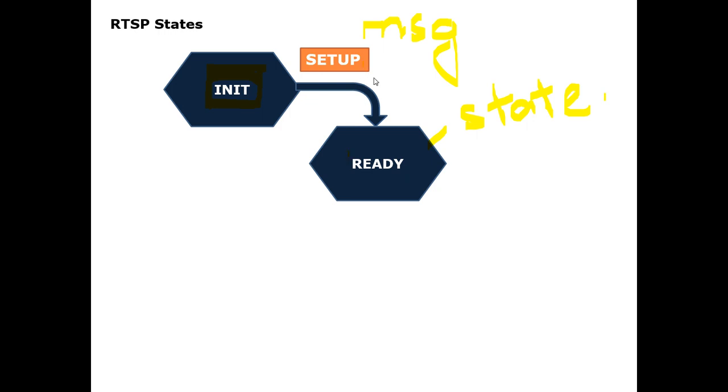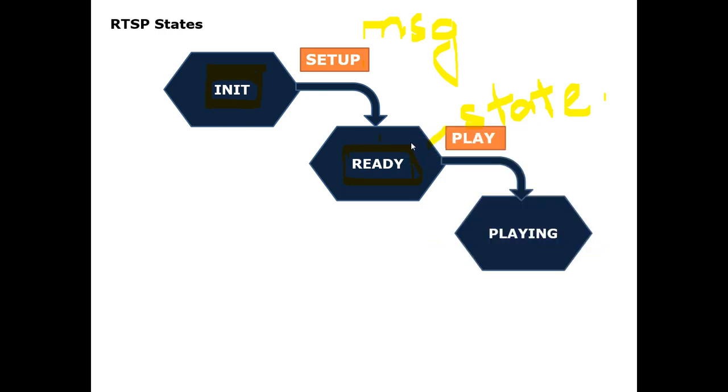Once the client sends the setup message to the server, we say that the protocol went to ready state. So now it is ready for transmission. Then the client has to send the play message, and the protocol will go to playing state. The server will be exchanging the video and the client will be receiving the video and playing it. That is what happens in the playing state.